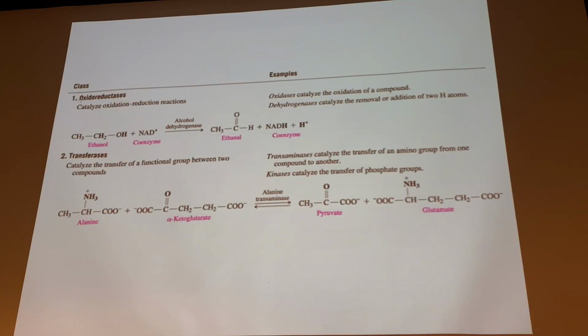Oxidoreductases, which do what? Oxidize and reduce. Here's ethanol going to ethanal, the aldehyde from the ethanol. Yes, it's an oxidation, and alcohol dehydrogenase falls in this category. Know the basics of these classes. There's 6 of them. Transferases transfer a functional group from one thing to another. This is transferring an amino group to a ketone group. This alanine transfers, transaminases.